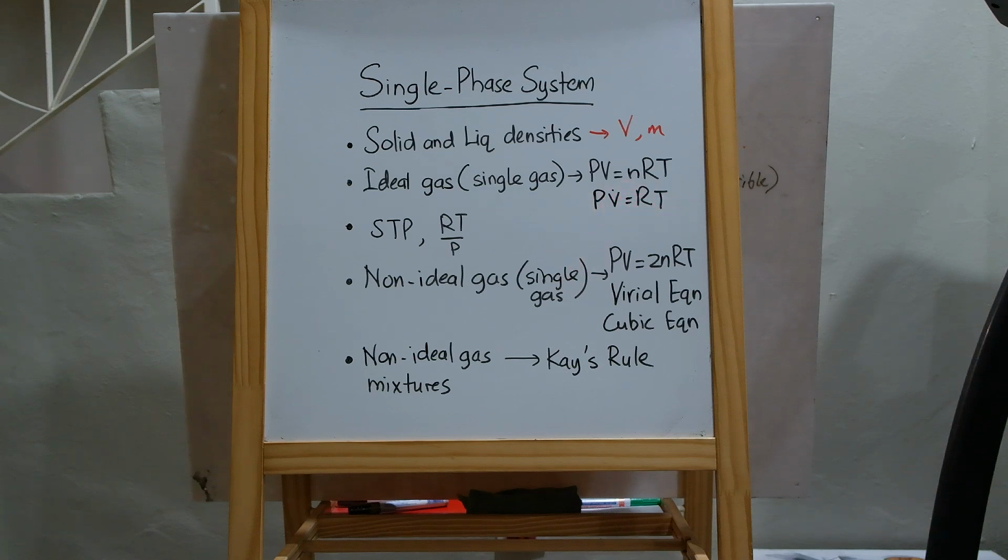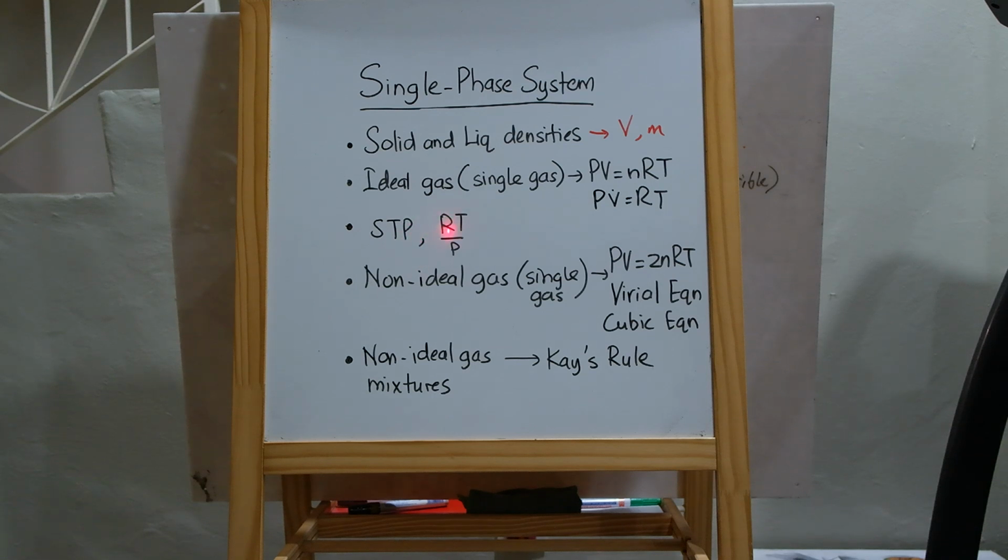V dot equals RT, where this V with a dot here means specific molar volume, which is actually V divided by n. So you can find information using this equation for ideal gas, single gas. And then we'll look into the concept of STP, the standard condition, which we use when we do not have R, the gas constant.